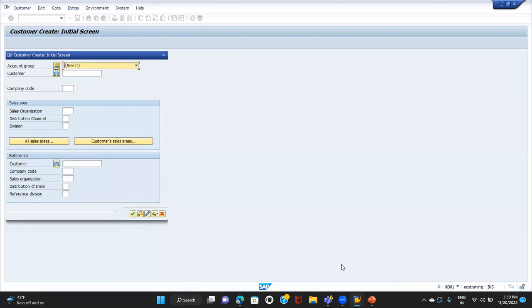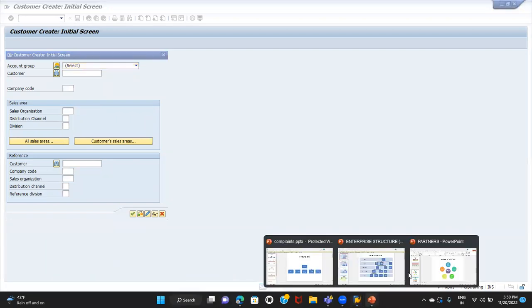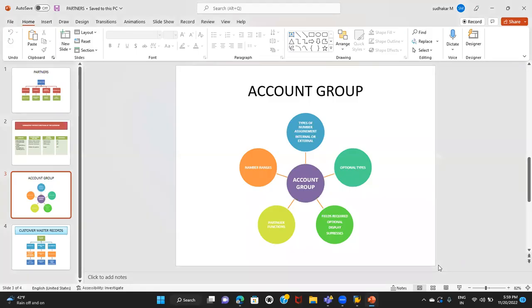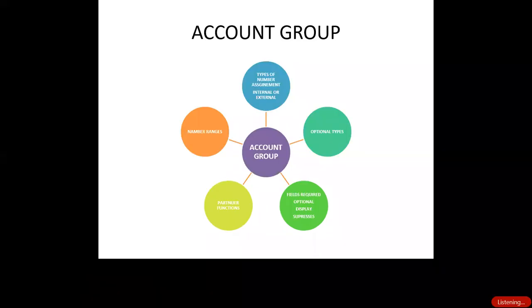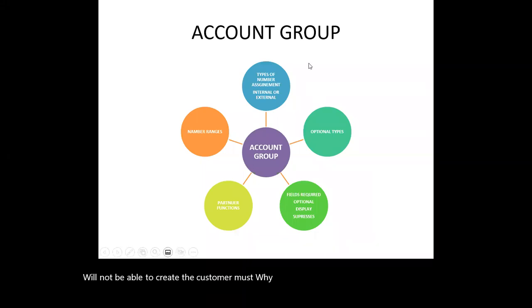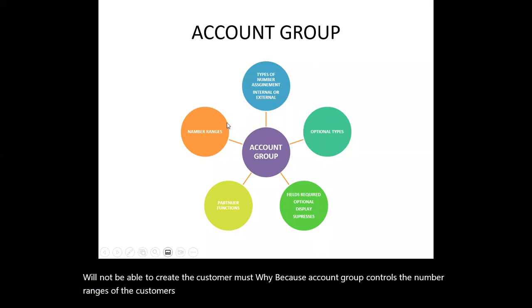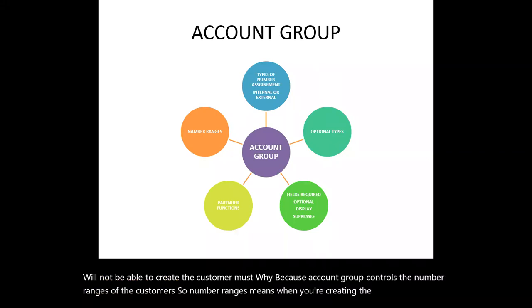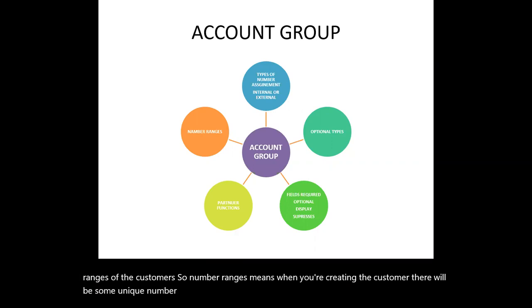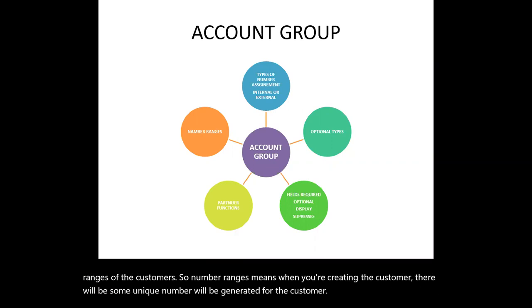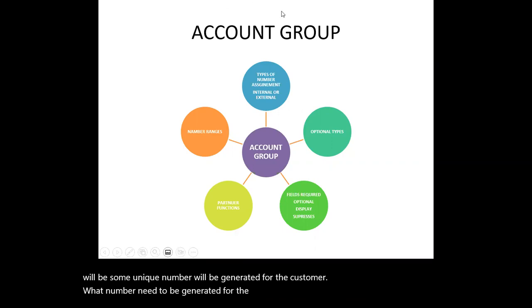It's very, very important to know, because account group controls the customer master data in SAP. Without the account group, we will not be able to create the customer master data. Why? Because account group controls the number ranges of the customers. Number ranges means when you're creating the customer, a unique number will be generated for the customer. What number needs to be generated for the particular customer will be controlled by account group only.